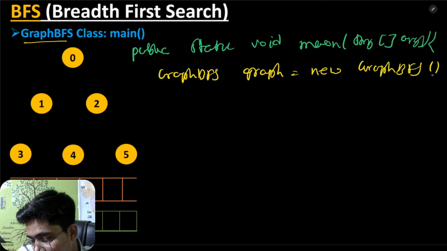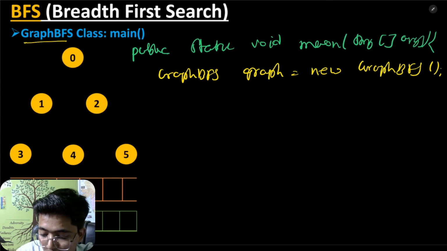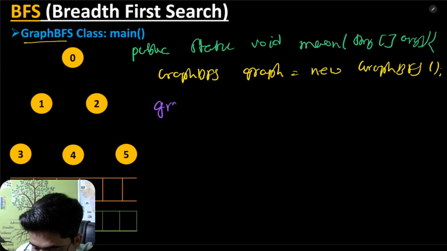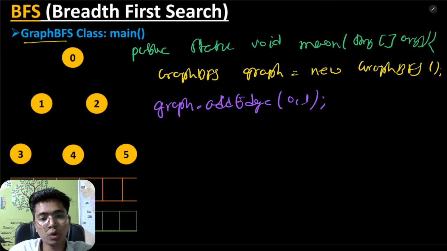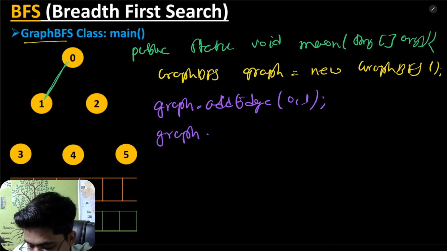Once this new graph object has been created, we have to add all the edges. We'll be adding edges one by one. Let's say graph.addEdge, and we are adding 0 comma 1. Once we run graph.addEdge 0 comma 1, then 0 and 1 will get connected. Now we'll be running graph.addEdge again.